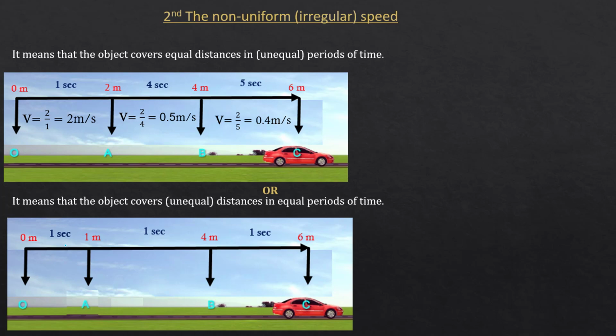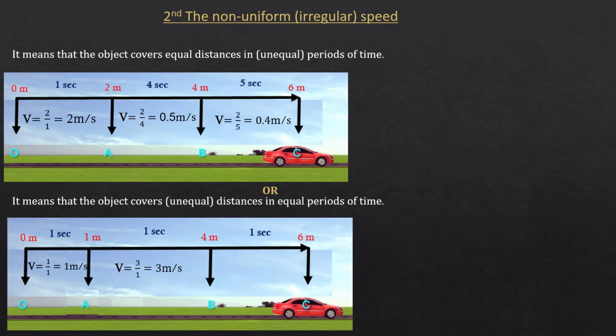So let's calculate the speed between each 2 points to know why the car moves with irregular speed or non-uniform speed. First, from O to A, the speed is 1 meter per second because the distance here is 1 meter, from 0 to 1. So it's 1 meter over 1 second, so it will be 1 meter per second. Second, from A to B it will be 3 meters per second, because the distance here is 3 meters.